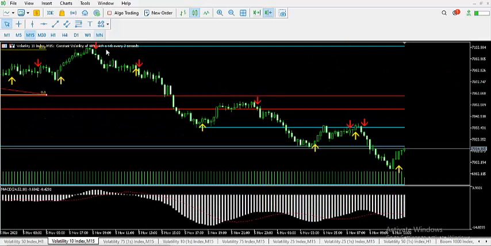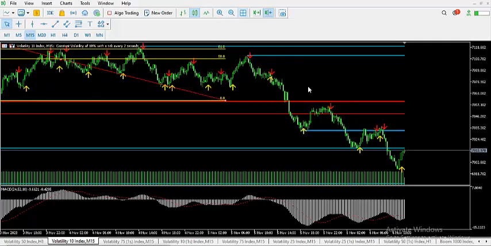So on the 15-minute time frame, you have a lot of signals. You have a lot of entries telling you to sell with the confirmation of the MACD. Over here, price is going to retest this place, and of course you can draw your trend line like this.